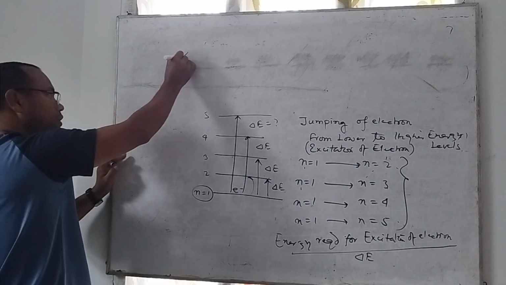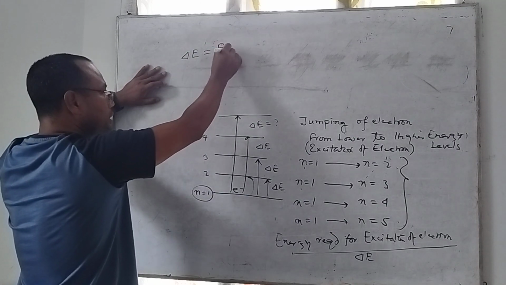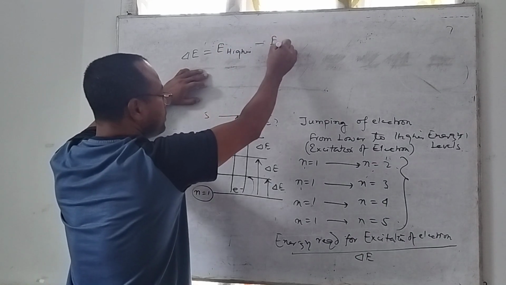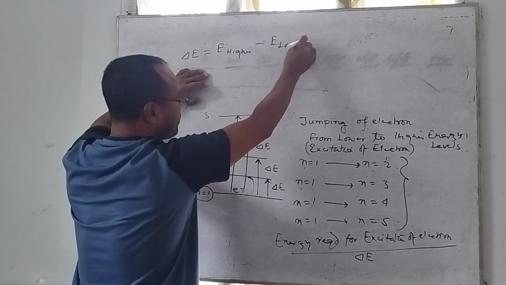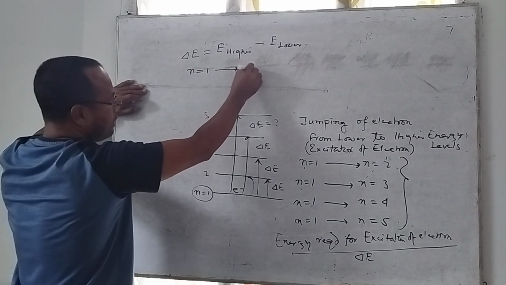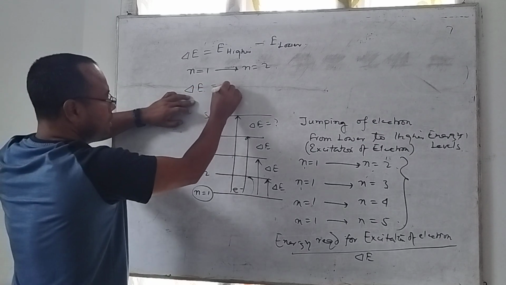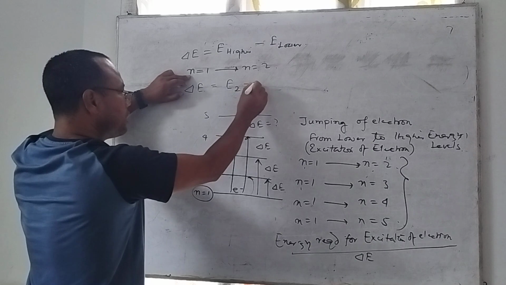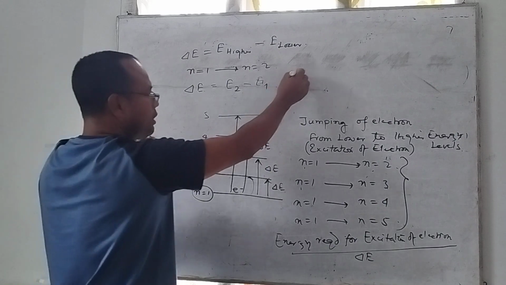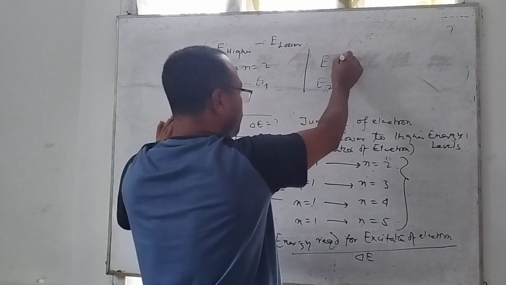We have a simple formula: delta E is equal to the energy associated with the higher energy level minus the energy associated with the lower energy level. For example, for the excitation of the electron from n is equal to 1 to n is equal to 2, how much energy is required? What is the higher? That is 2. What is the lower? That is 1, right? That means E2 minus E1. We learned how to calculate E1 and E2, right? We have the formula.